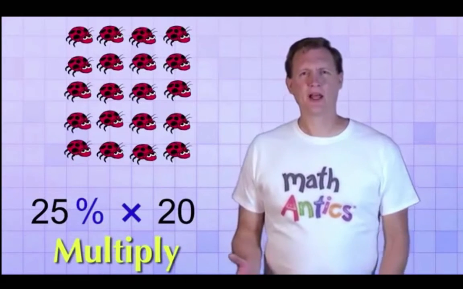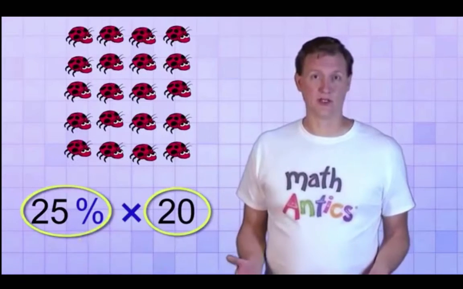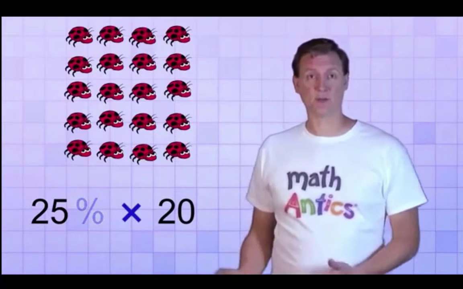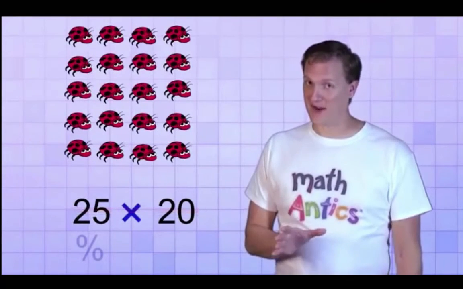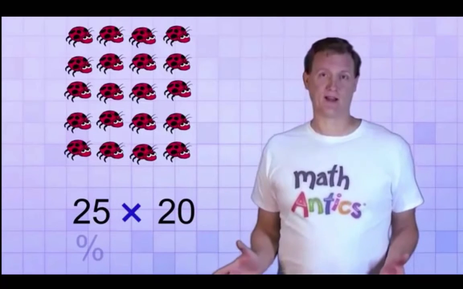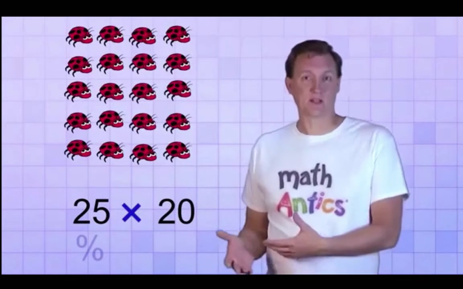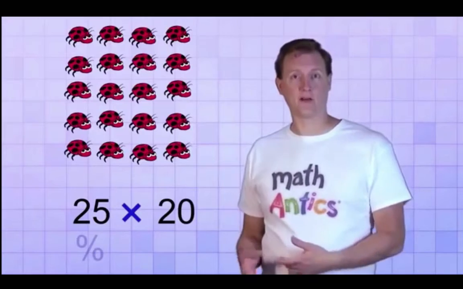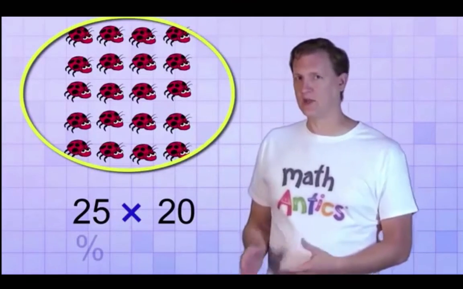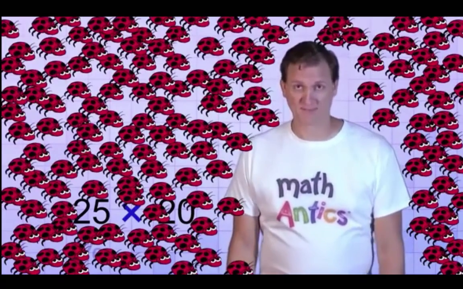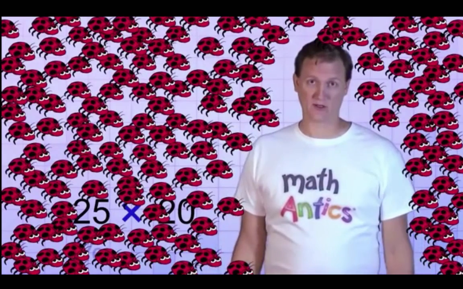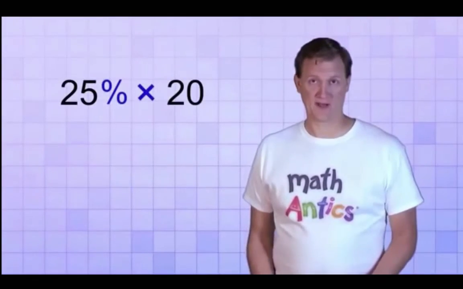But how do we multiply a percent and a number together? Do we just forget about the percent sign and multiply the numbers together? No. If we did it that way, our number would be way too big. 25% should be a smaller part, or a fraction, of 20 ladybugs. But if we did 25 times 20, we'd get 500 ladybugs. Clearly, that's not the right answer. Here's what we have to do instead.